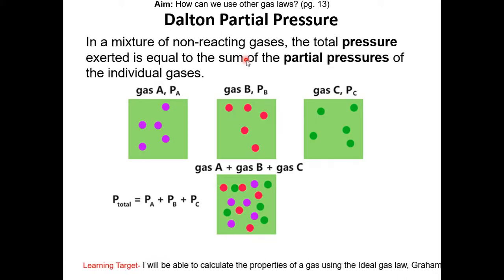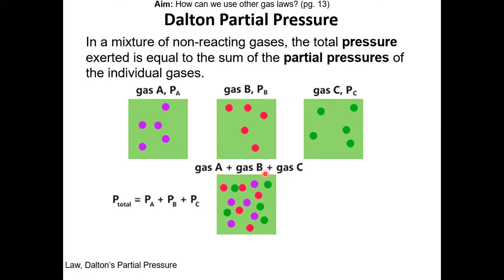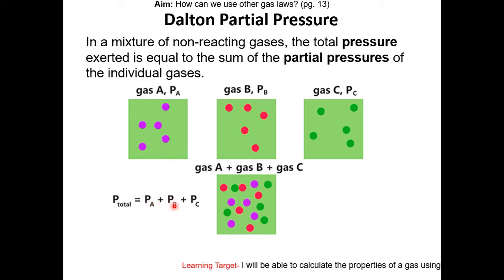The last gas law that we're going to cover is Dalton's partial pressure. In a mixture of non-reacting gases, the total pressure exerted is equal to the sum of the partial pressures of the individual gases. Here we have gas A, gas B, and gas C. Each of these gases has its own individual pressure. If we were to combine all these gases into one container, this would be a mixture of gas A, gas B, and gas C. The total pressure in the mixture will be the sum of the individual pressures. The pressure of A, the pressure of B, the pressure of C, you add them up, that would be the total pressure of this mixture.